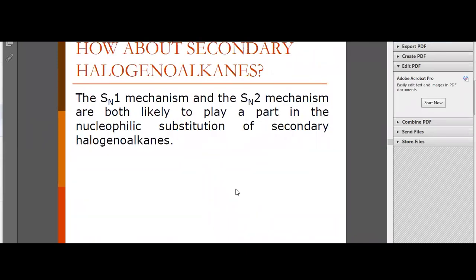How about secondary halogenoalkanes? The secondary halogenoalkanes, for example this, Cl, C, C, C, are attached to 2 R groups. SN1 and SN2 mechanisms are both likely to play a part in the nucleophilic substitution of secondary. Okay, so secondary can use SN1 or SN2 reaction.